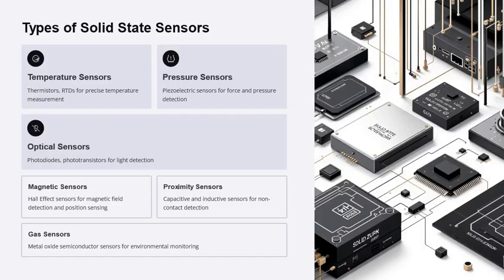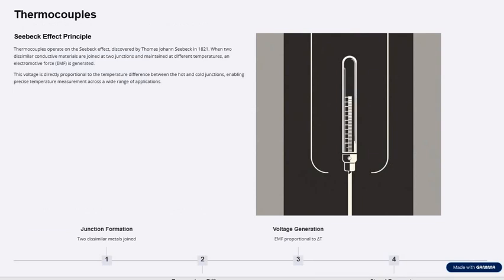There are many types of solid state sensors. A temperature sensor measures temperature changes. Thermistor and RTD are precise temperature measurement instruments. And then the pressure sensor. The piezoelectric sensor is most suitable to measure the variation of pressure. And the optical sensors, photodiode and phototransistor, for detecting optical reflection. And then the flux sensor, magnetic sensor, proximity sensor, and strain gauge sensor.